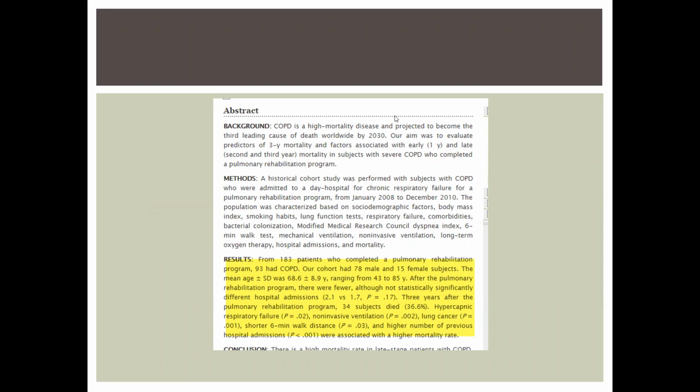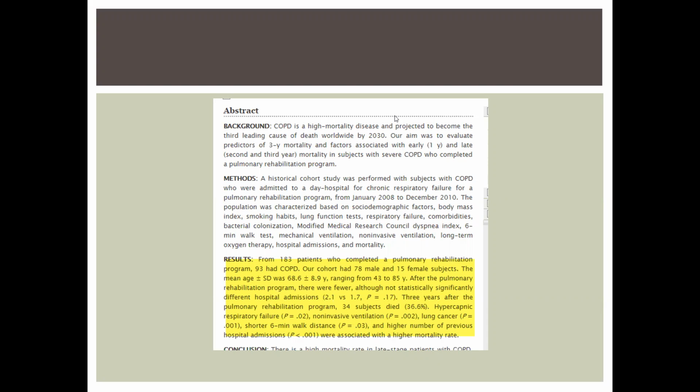So let's look for p-values in this highlighted area. So this is an abstract. It has a few paragraphs. I know I told you that usually an abstract is just one paragraph. This one has more than one. But in the results, from 183 patients who completed a pulmonary rehab program, 93 had COPD, 78 were male, 15 were females. The mean age, plus or minus standard deviation, was 68.6 plus or minus 9 years.